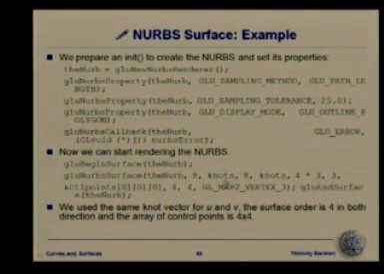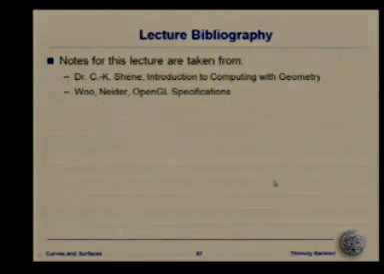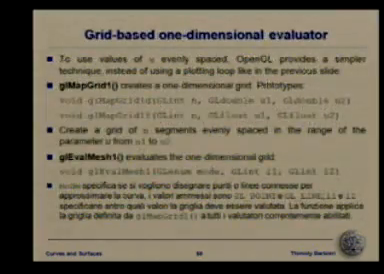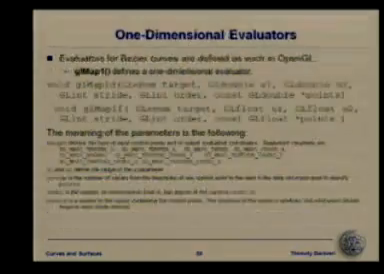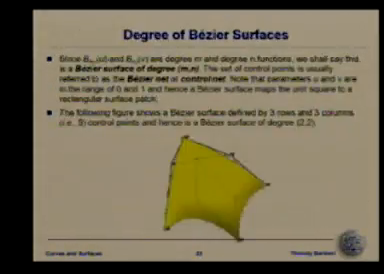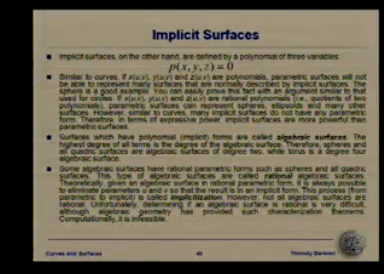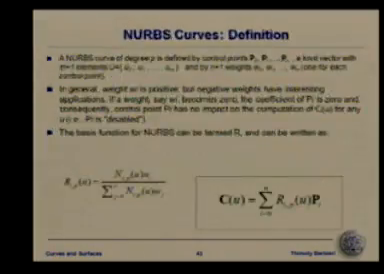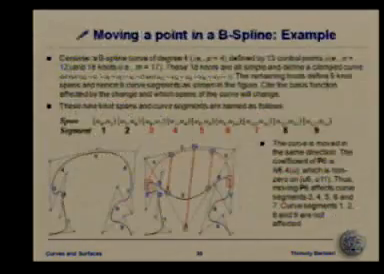In this case, I use the same knot vector for U and V with a surface order of 4 to make a matrix of 4 by 4. That's the example. You are welcome to see the source itself and experiment with that. Okay, I would say it's enough for curves and surfaces.